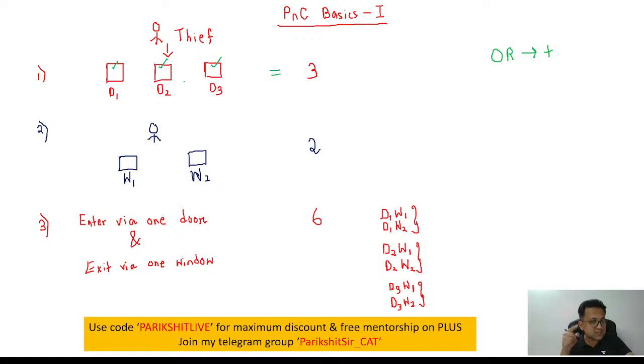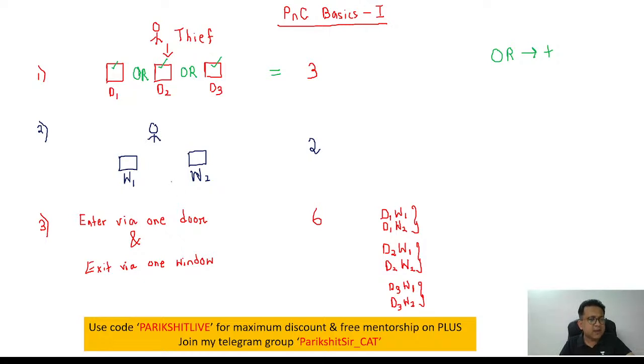And you remember, you are using the word or out here. Whenever you use the word or, it's like plus. So that is why I said D1 plus D2 plus D3. Answer is 3. In question number 2 also, you use the same funda.